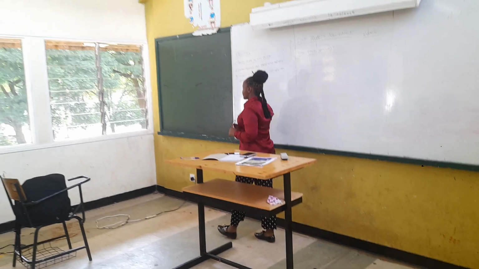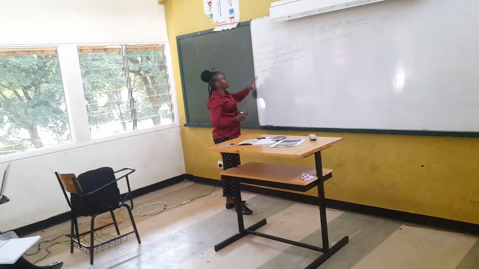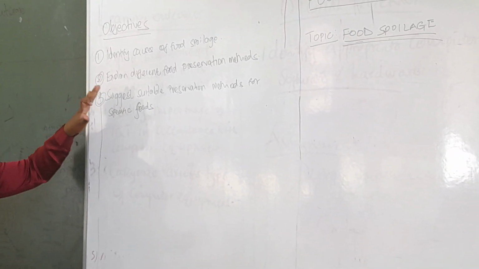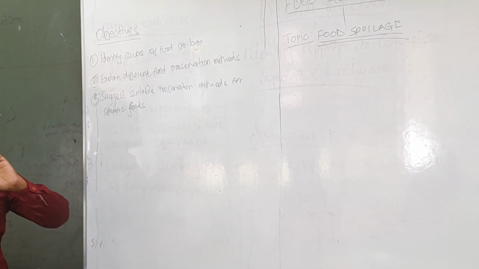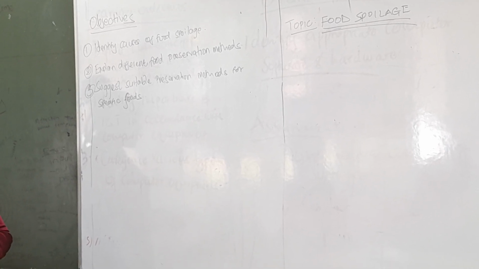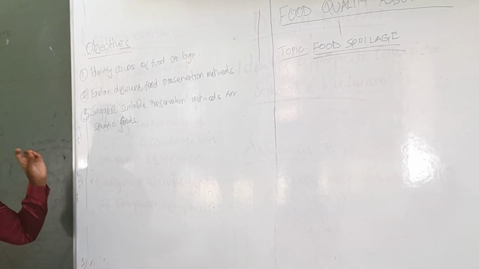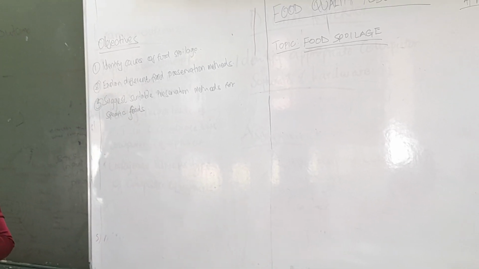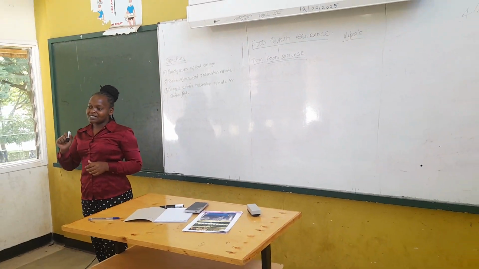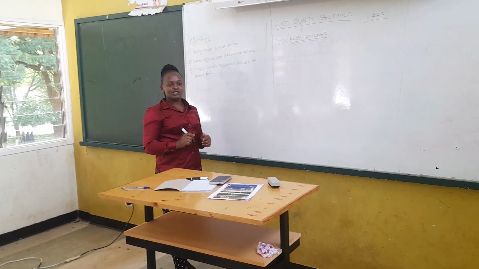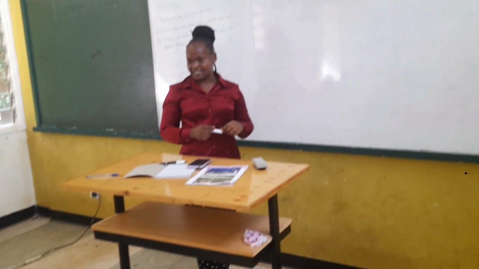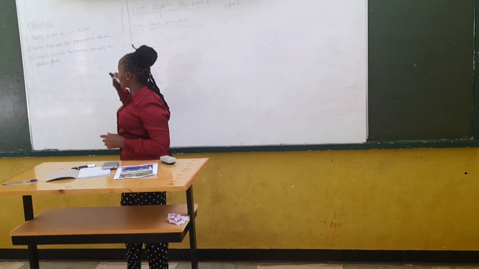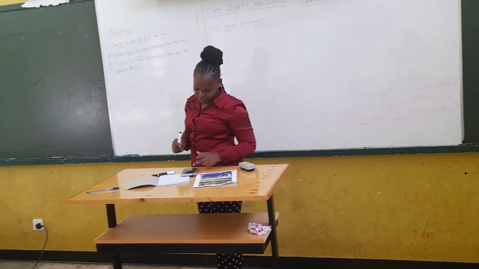The key objectives of our topic today are to identify causes of food spoilage, what causes food to spoil; explain different food preservation methods, how we preserve our food to avoid spoilage; and suggest suitable preservation methods for specific food. Every food has a specific preservation method that suits it better. You cannot store bread in a fridge. Am I right? Yes, we cannot store bread in a fridge. So we have a specific preservation method for every food.